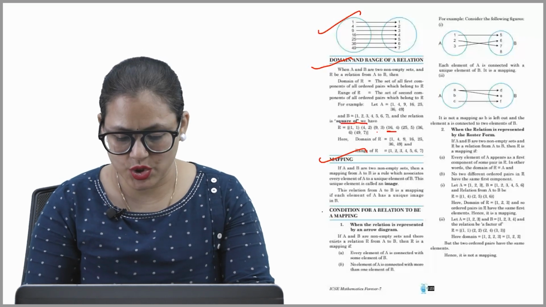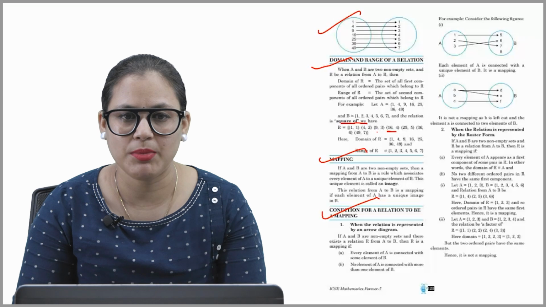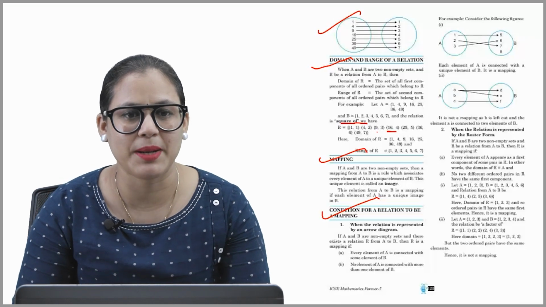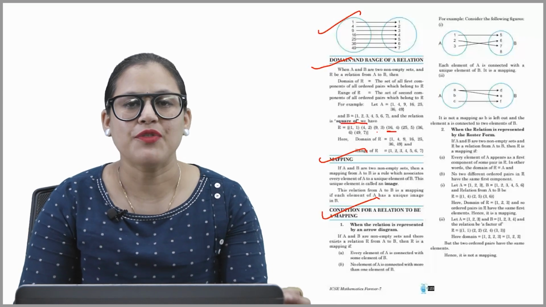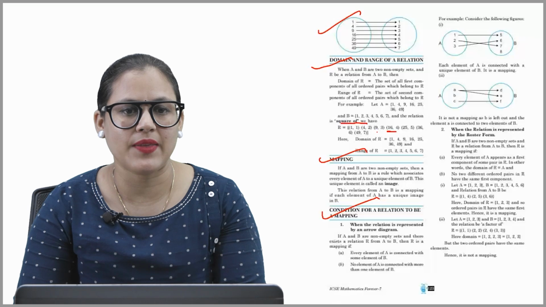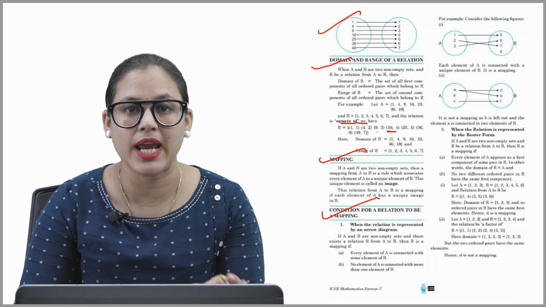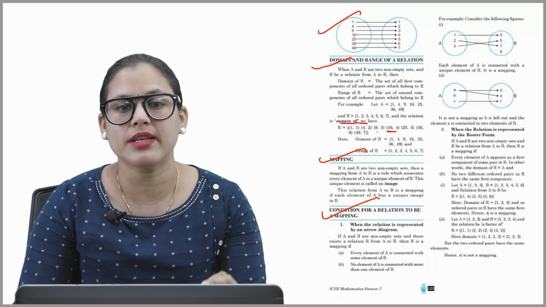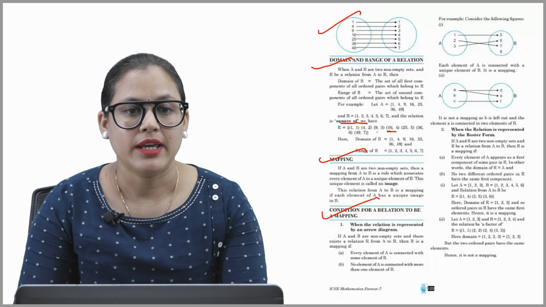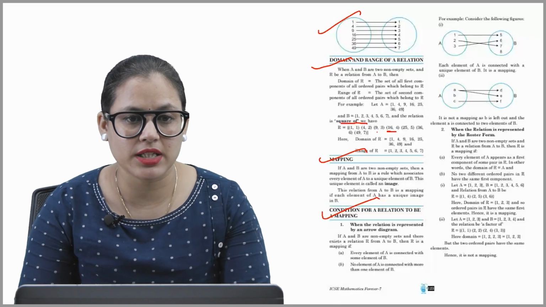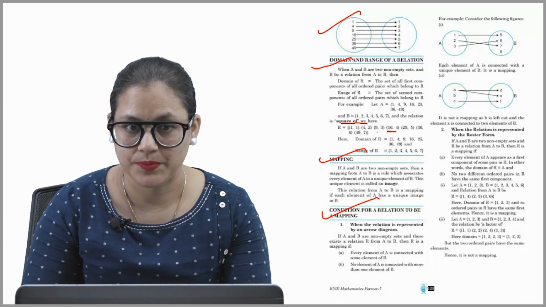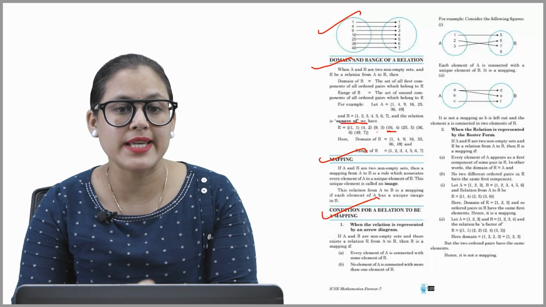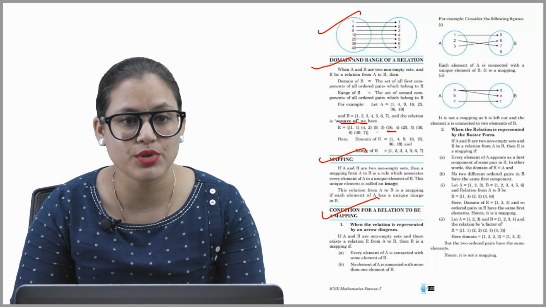Condition for a relation to be a mapping. Number 1, when the relation is represented by an arrow diagram. If A and B are non-empty sets and there exists a relation R from A to B, then R is a mapping if (A) every element of A is connected with some element of B, and (B) no element of A is connected with more than one element of B.